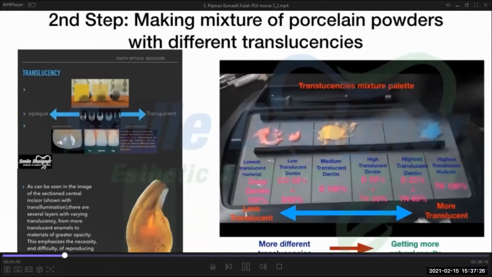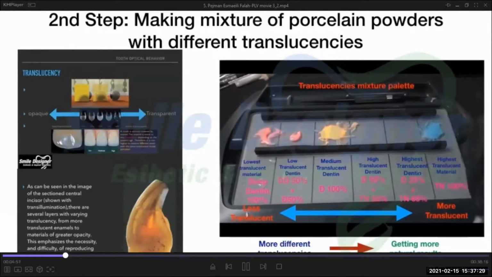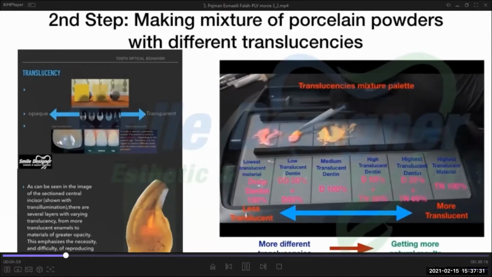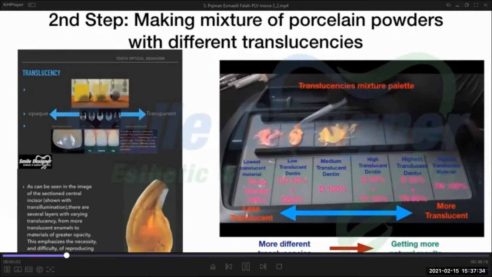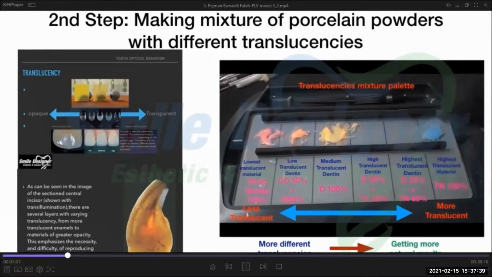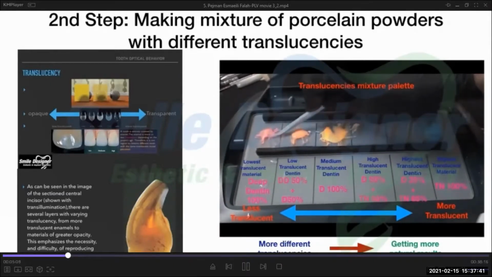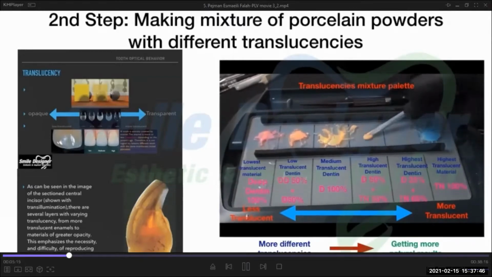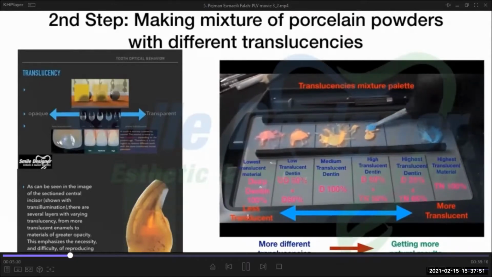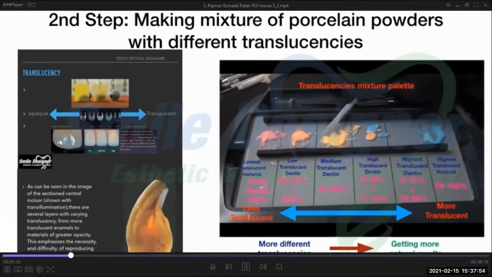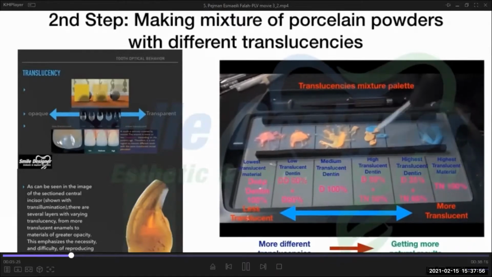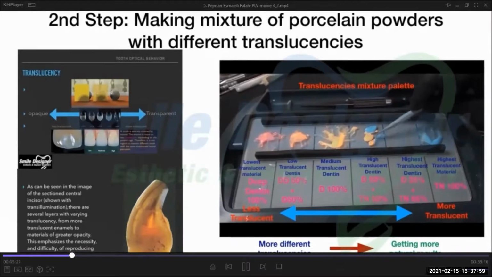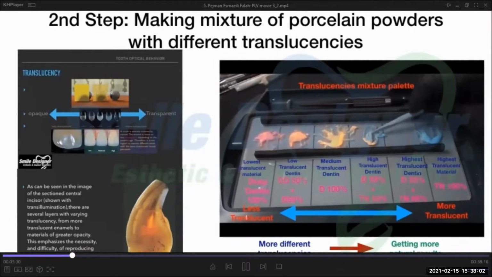Now mix the deep dentine with dentine, the lowest translucent material with the medium translucent dentine, and make a low translucent dentine. And then mix the dentine with the highest translucent material, or transneutral, 50-50%, and make a high translucent dentine.